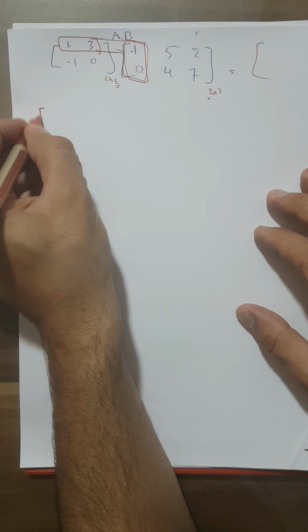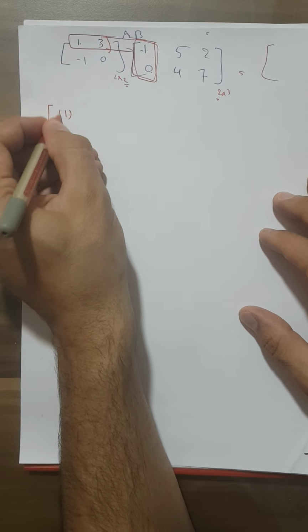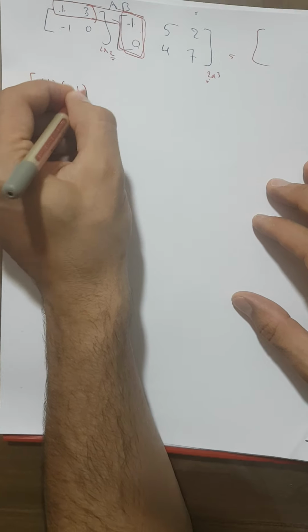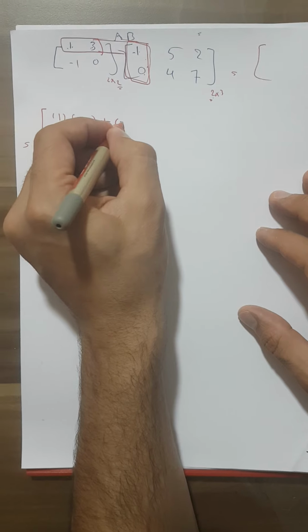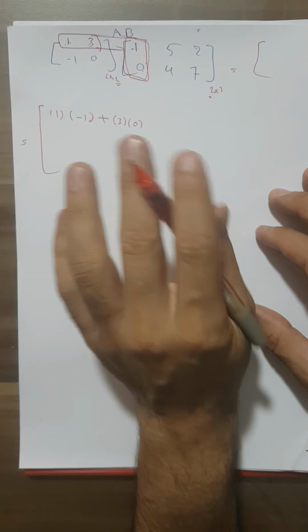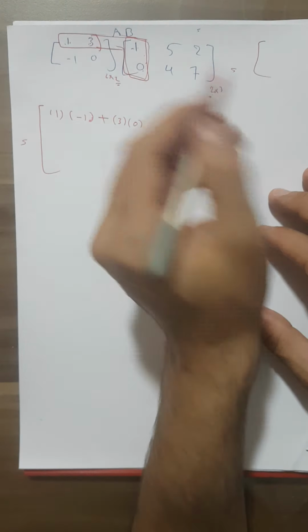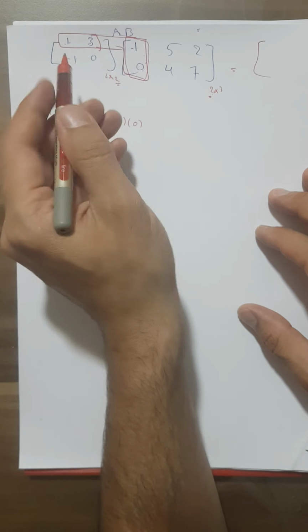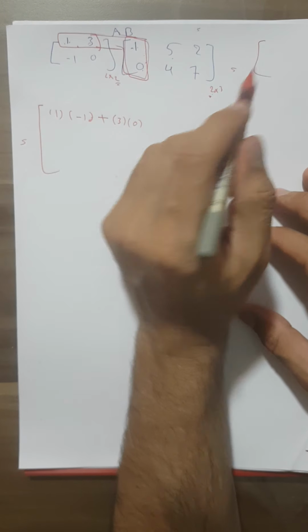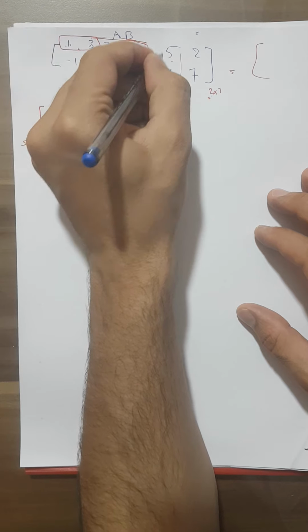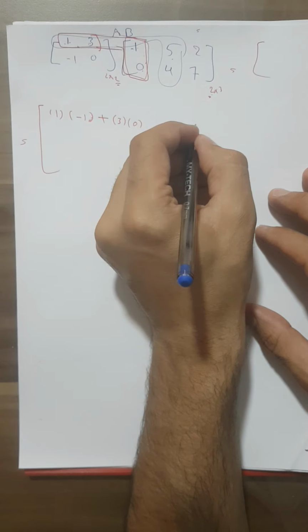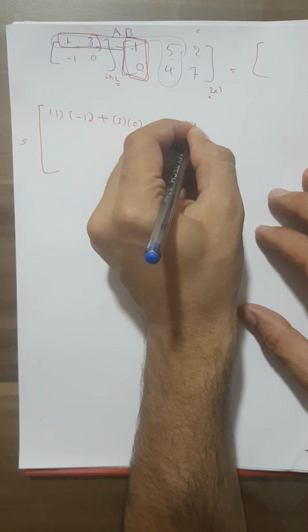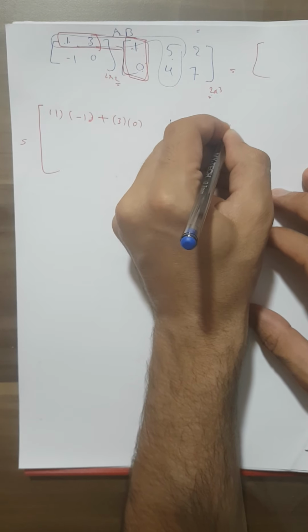How? We say the result equals 1 multiplied by minus 1, plus, do not forget, 3 multiplied by 0. Okay, this is just for one cell. How about the second cell? The second column, we multiply the first row by the second column. So again, here, we should multiply to here. How? We say 1 multiplied by 5 plus 3 multiplied by 4.